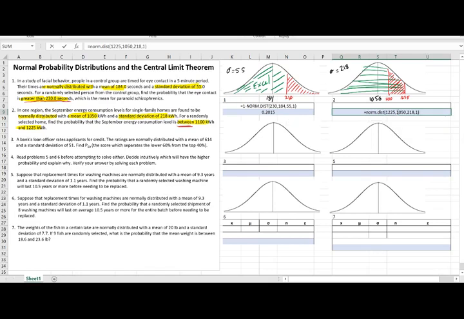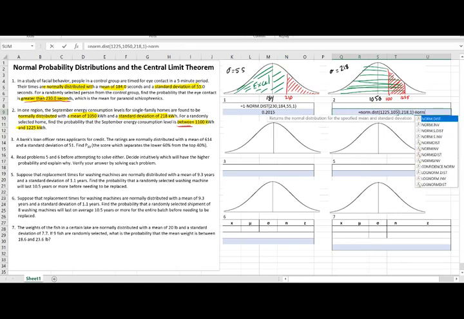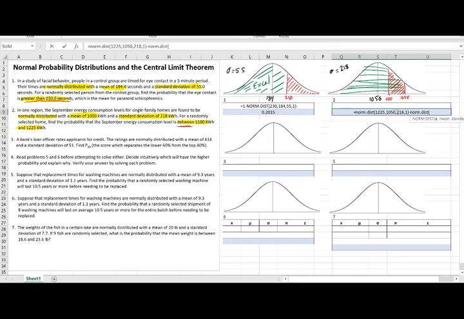Now, that's too much area, so what we have to do is subtract off the area to the left of 1100. We'll use the same function, NORM.DIST, and now our x value is 1100 with a mean of 1050, a standard deviation of 218, and always, always we are saying yes to the cumulative function for continuous distributions.